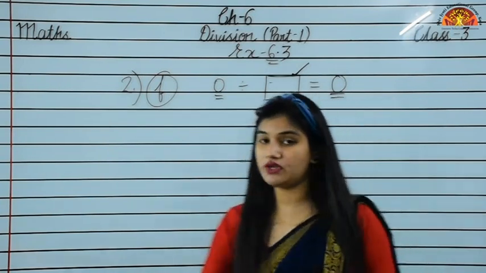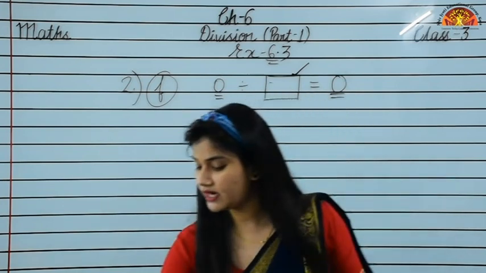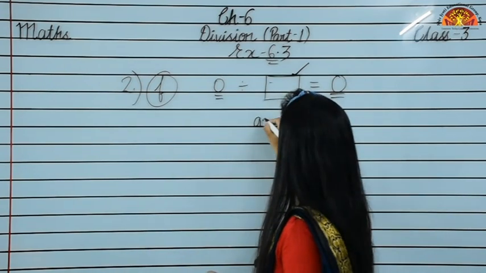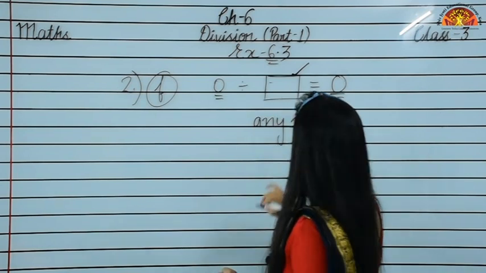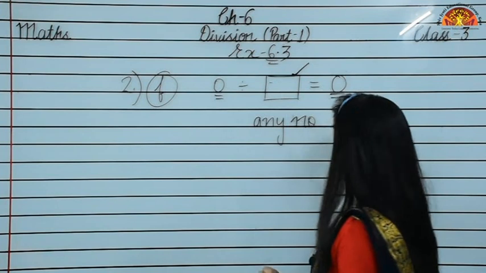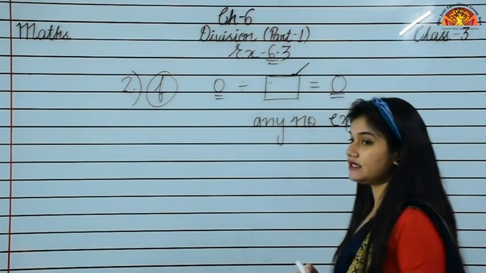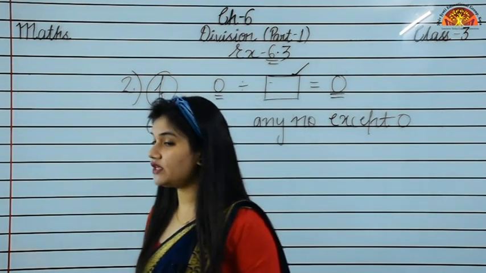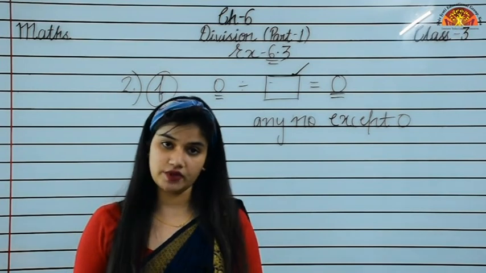In this box we can have any number, because if we divide 0 by any number, our answer will be always 0. Is it clear? Any number we can write here except 0. Is it clear students? So here students, we have seen the bookwork of chapter 6. I hope you understood this well. Thank you.